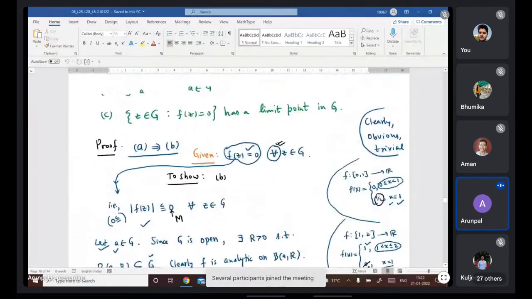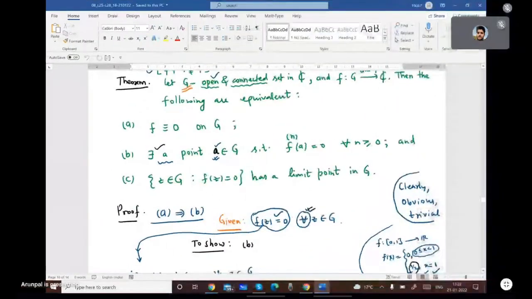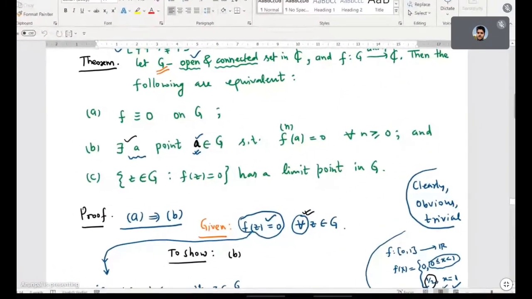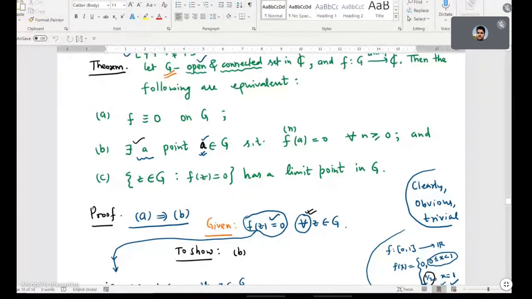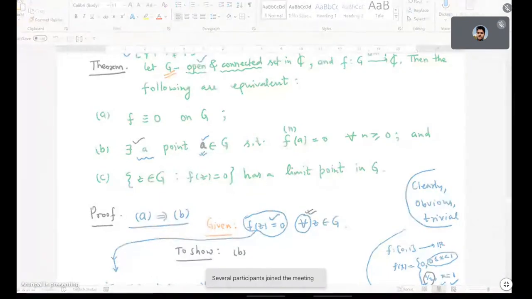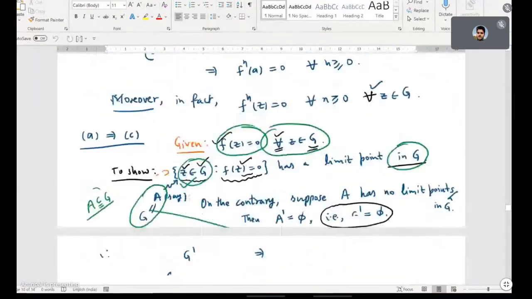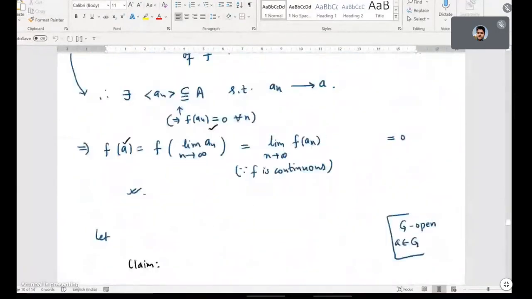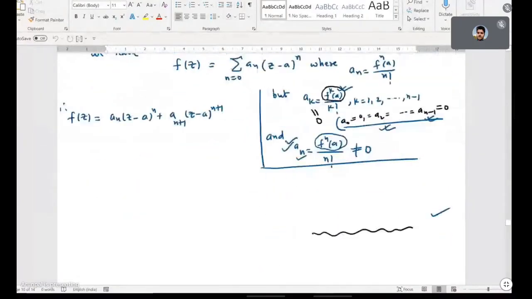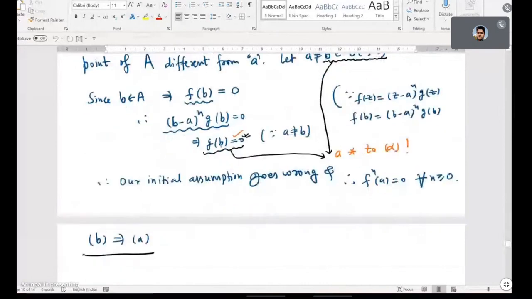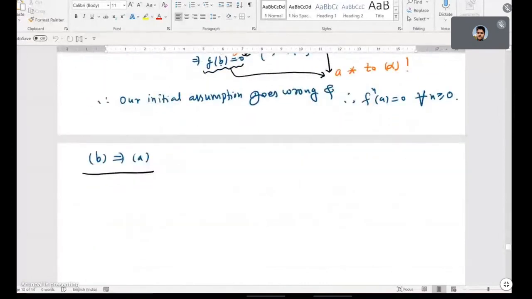Yesterday I was doing this theorem. So we have done A implies B, we have done A implies C, we have done C implies B, and now the last part to complete the chain for the equivalence of the conditions, that is B implies C. Okay.